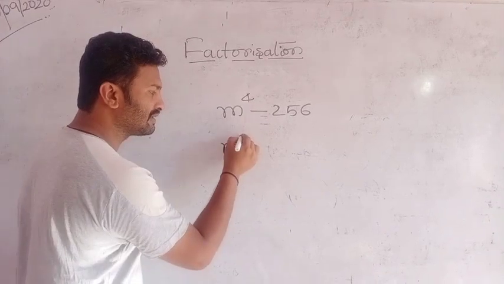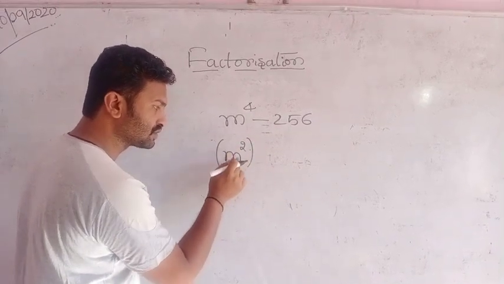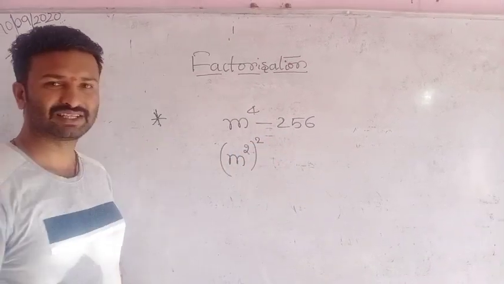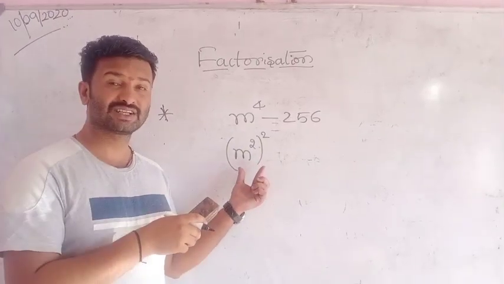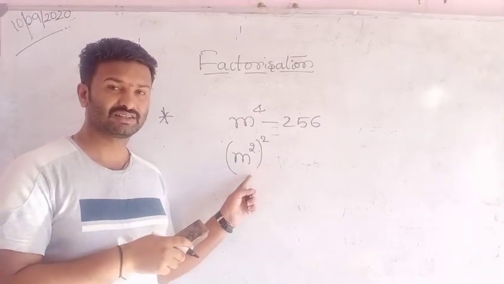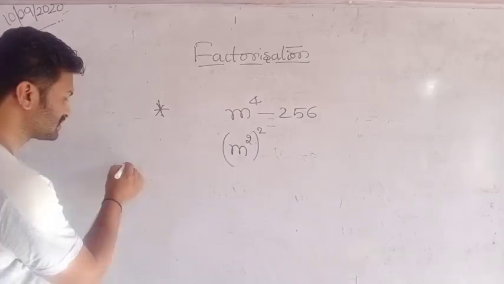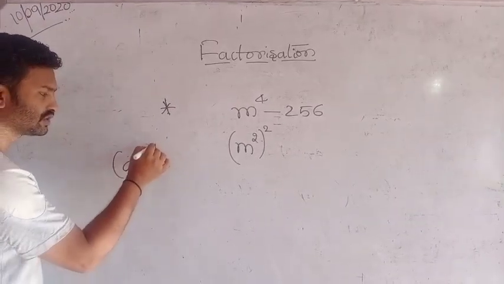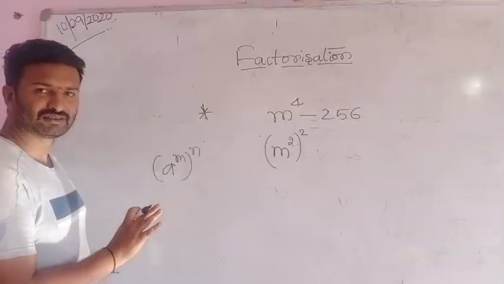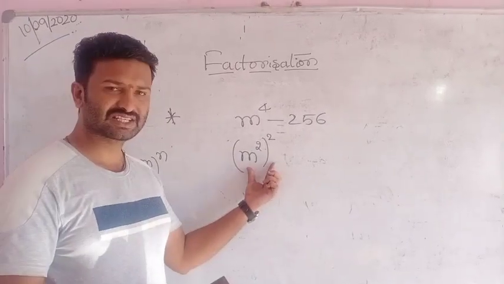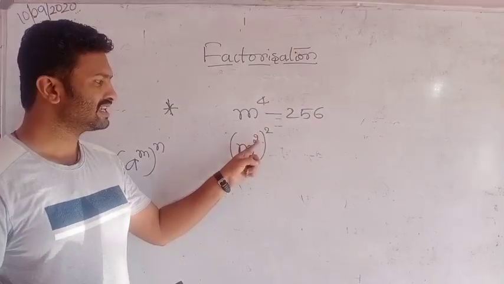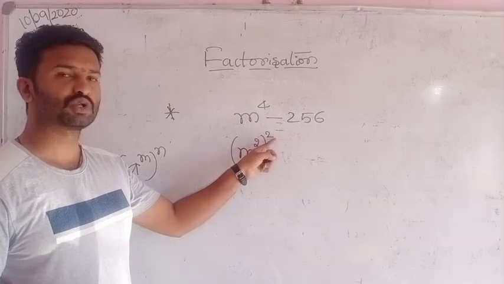This m raised to 4 can be written as m square the whole square. In exponents, remember this law: a raised to m whole raised to n. Very simple. Okay, we expressed m raised to 4 as m square the whole square.